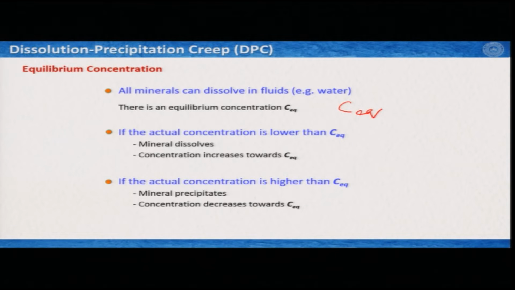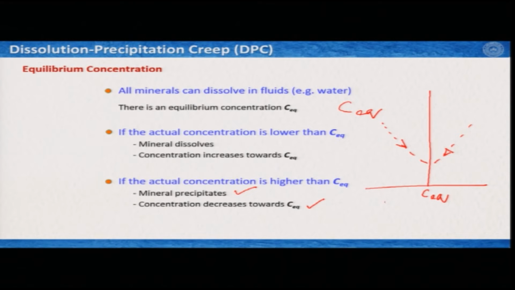If otherwise, that means the actual concentration is higher than the equilibrium concentration, then the minerals would precipitate and the concentration would decrease towards the equilibrium concentration. So, that means if I have this line as CEQ, then it does not matter where I am, it would always approach the equilibrium concentration. So, this is high and this is low. If this is low concentration, then it would dissolve more material and try to achieve the equilibrium concentration. If on this side it is oversaturated, then it would precipitate materials and try to achieve the equilibrium concentration as well.